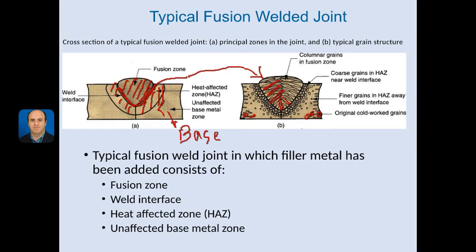And in the heat affected zone, this area, HAZ, experiences a high cooling rate. Because of the high cooling rate, we will get a finer grain.